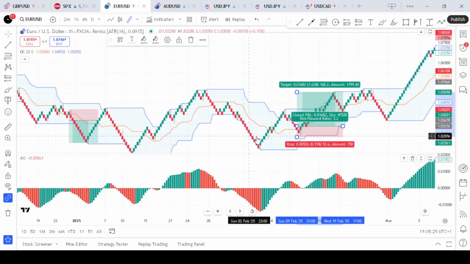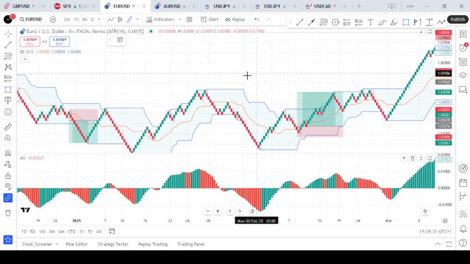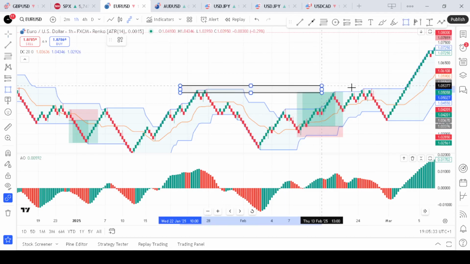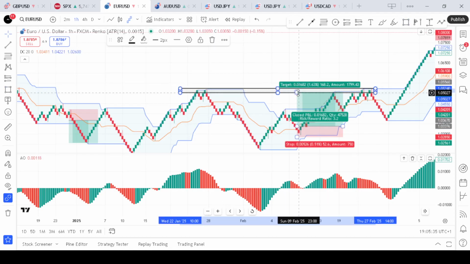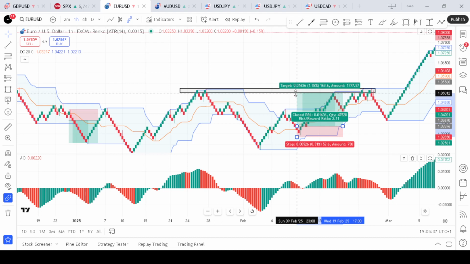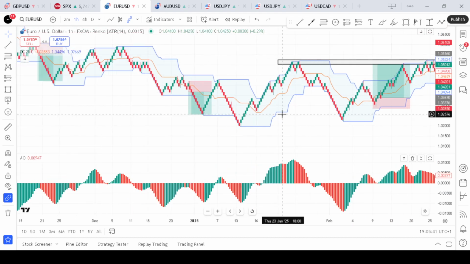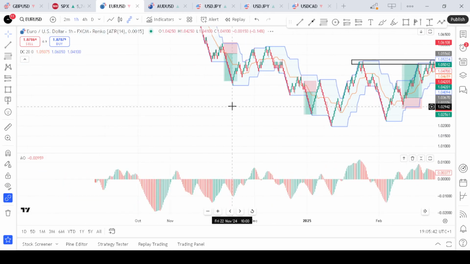You can also set your take profit to a key support or resistance level. Like at this area, I can set my profit at this resistance level. When price reaches the resistance level, I would want to leave the trade.